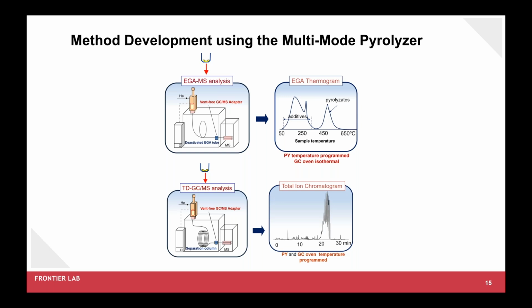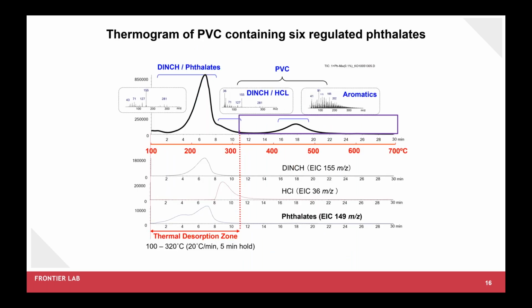Now, to further analyze the sample, the EGA tube is switched to the GC separation column using the vent-free GC/MS adapter. The microfurnace is then programmed to the desired or optimal thermal desorption temperature range, and a separation analysis is performed on the sample to thermally extract additives and lighter compounds from the heavier and polymeric portion of the sample. The EGA thermogram of a PVC sample heated from 100 to 700 C with a ramping rate of 20 degrees per minute is shown in this figure.